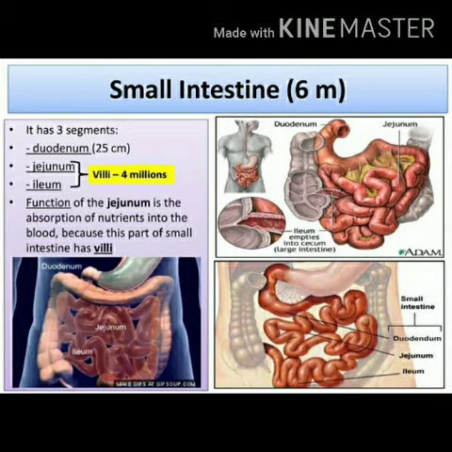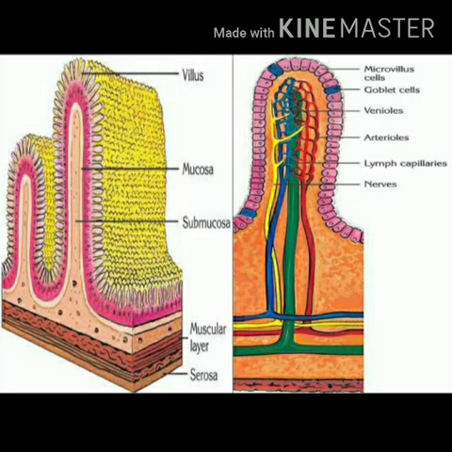Next is small intestine. The small intestine is divided into three parts: the duodenum, jejunum, and ileum. Firstly, food enters from the stomach into the duodenum, which is guarded by the pyloric sphincter. When food enters the duodenum, two juices are present: one is bile juice and one is pancreatic juice. Bile juice comes from the liver, and pancreatic juice comes from the pancreas with the help of the bile duct or pancreatic duct. Next is jejunum and ileum.